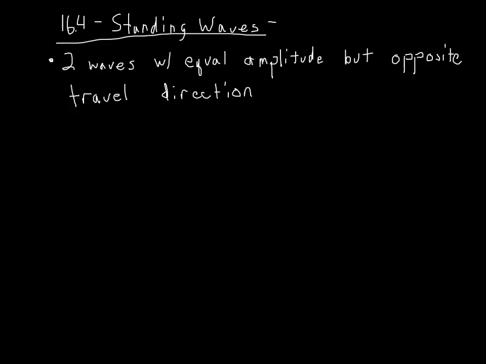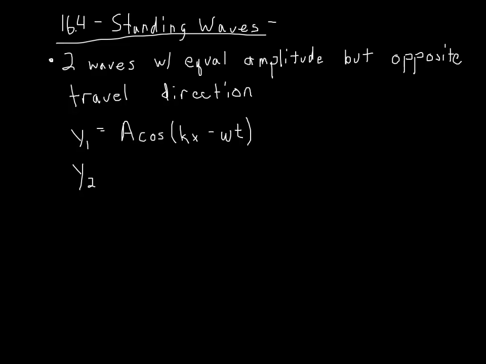So the final section to understand in chapter 16 is all about standing waves. A standing wave is set up when you have two waves with equal amplitude, so the same A, but they're traveling in opposite directions. We can write the equations for this. Y1 is equal to A times cosine of kx minus omega t. So that's a wave traveling in the positive x direction.